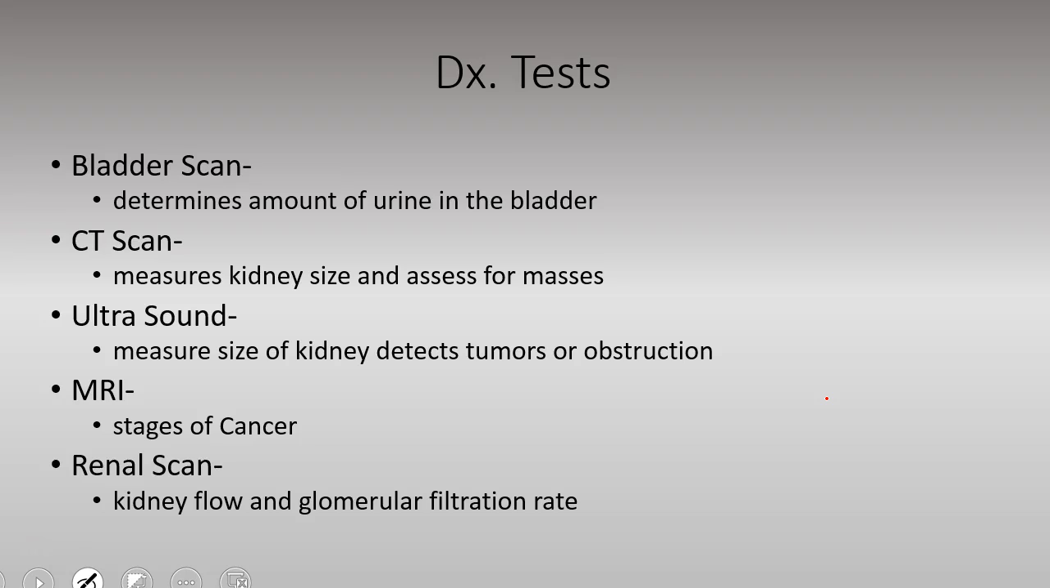A CT scan measures kidney size and assesses for masses. An ultrasound measures the size of the kidney and detects tumors and obstructions. An MRI will determine stages of cancer, and a renal scan will show kidney flow and glomerular filtration rate. So as water and blood and everything else is filtered through the kidneys, if your glomerulus is filtering correctly, then you'll have a good rate. If it's not, then it'll determine what that rate is and if it's not working correctly.